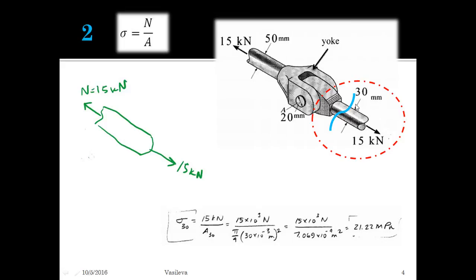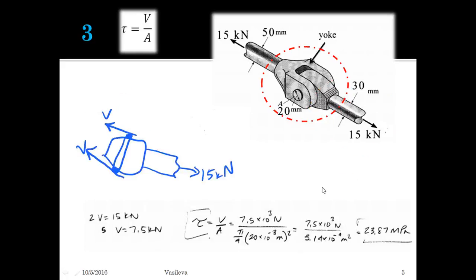Once again, I pretend like I'm cutting the rod, and I look at everything to the right of the cut. So I have my 15 kilonewtons, and then my normal force, which is just 15 kilonewtons. And I do the exact same thing here: the normal force, 15 kilonewtons, divided by the area, pi r squared. The only difference here is the fact that this has a diameter of 50 millimeters and this has a diameter of 30 millimeters. So I end up with 21.22 megapascals.